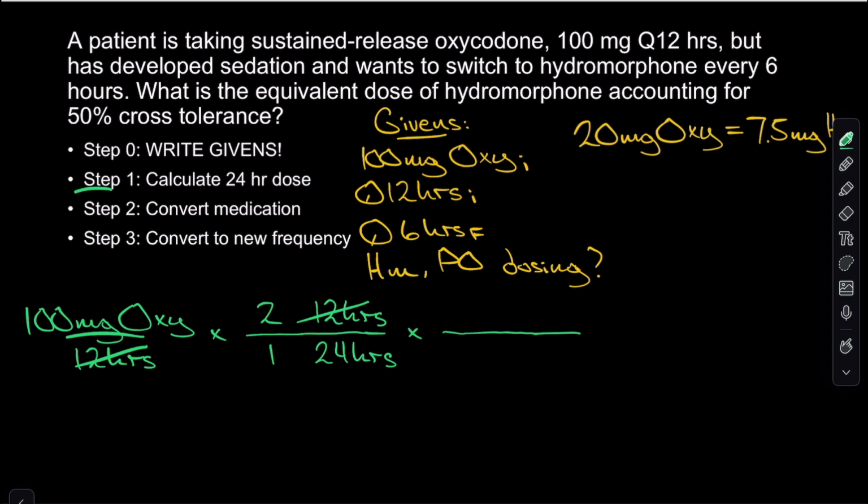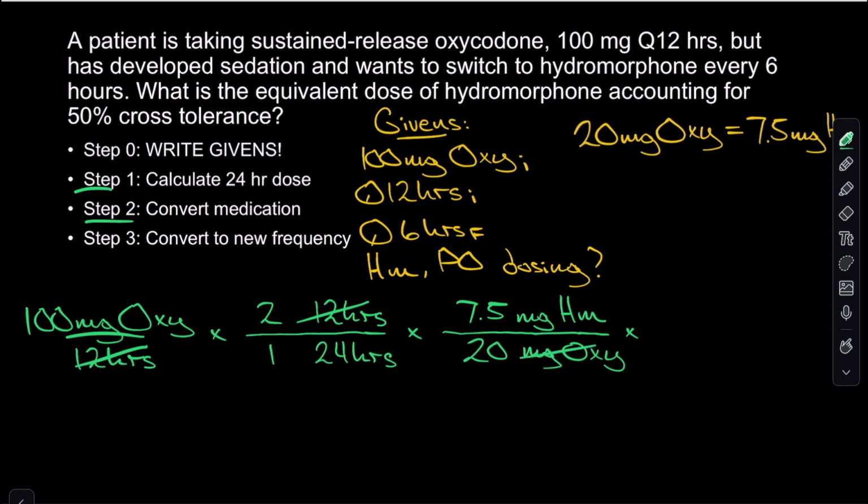And our conversion from milligrams oxy to milligrams hydromorphone is going to be 20 milligrams oxy equals 7.5 milligrams hydromorphone. So this is step 2 that we just completed there. And then we're going to calculate our new frequency.